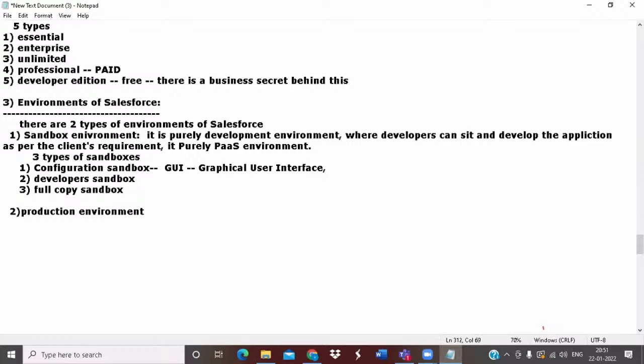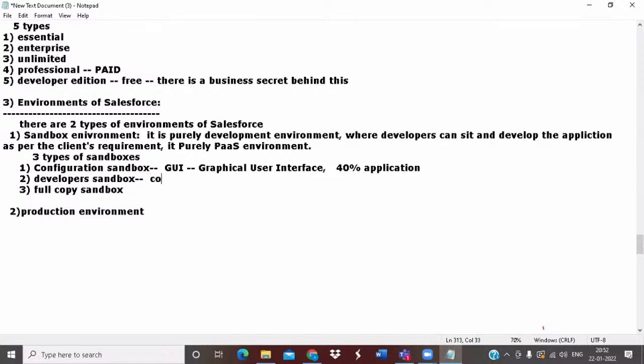See, guys, 40% of application we can develop through GUI only. No need to write any programming and coding. That is the advantage of Salesforce. 40% of application we can develop without coding, just drag and drop, point and click. So this kind of sandbox can be called a configuration sandbox. The second type of sandbox can be called developer sandbox.